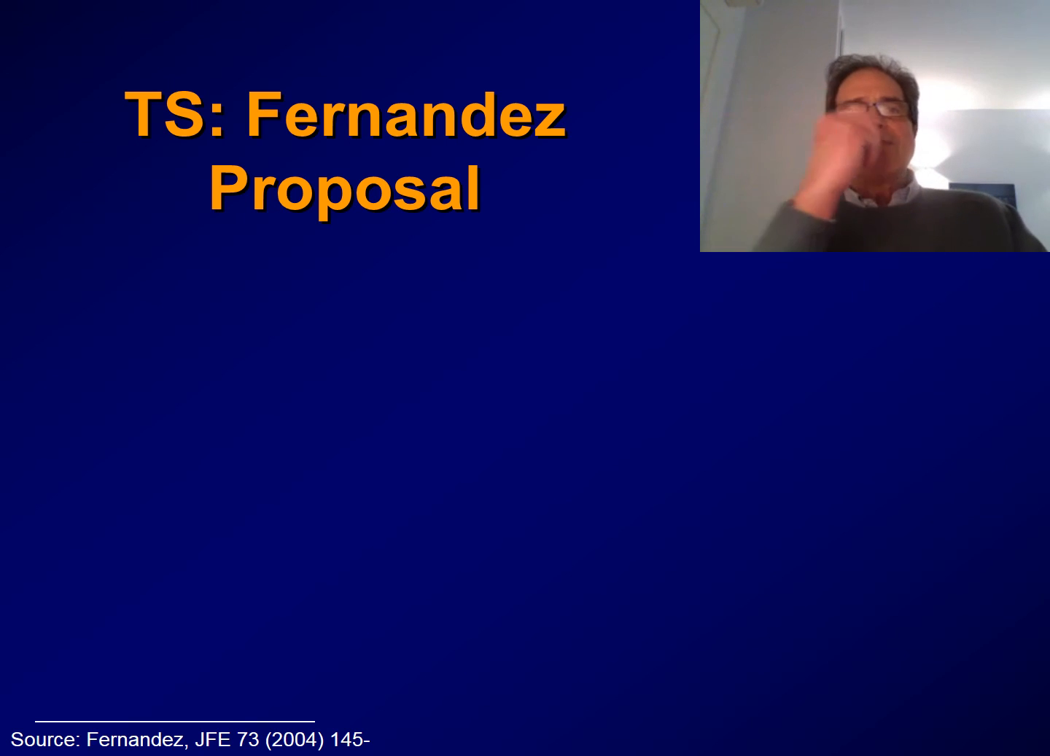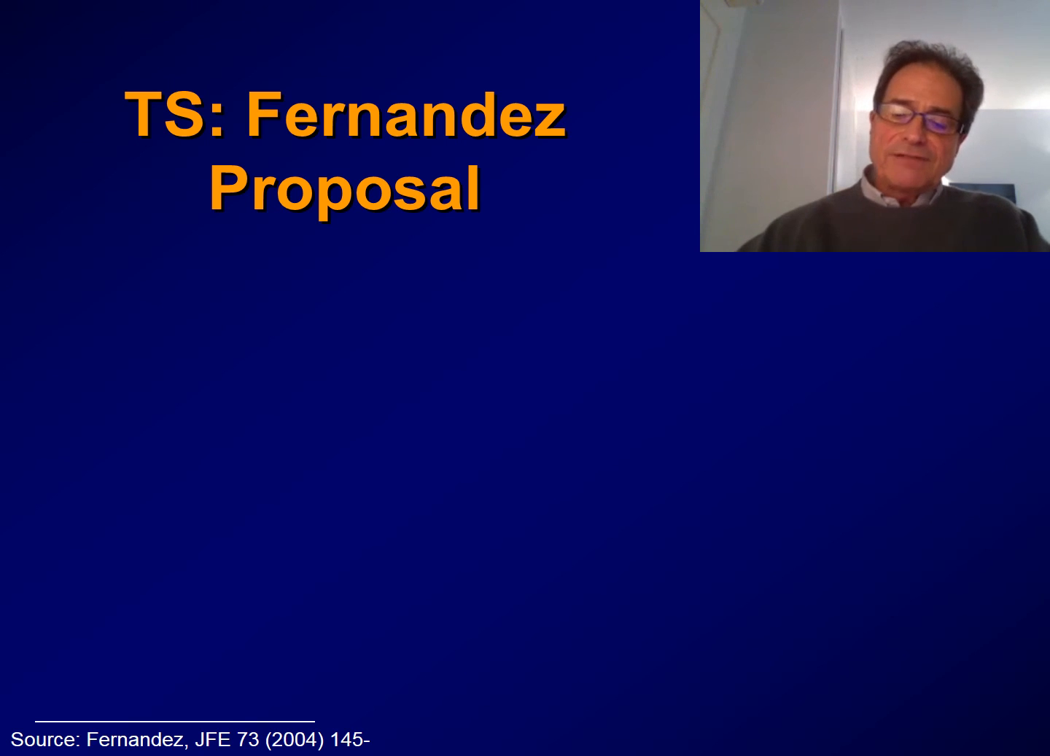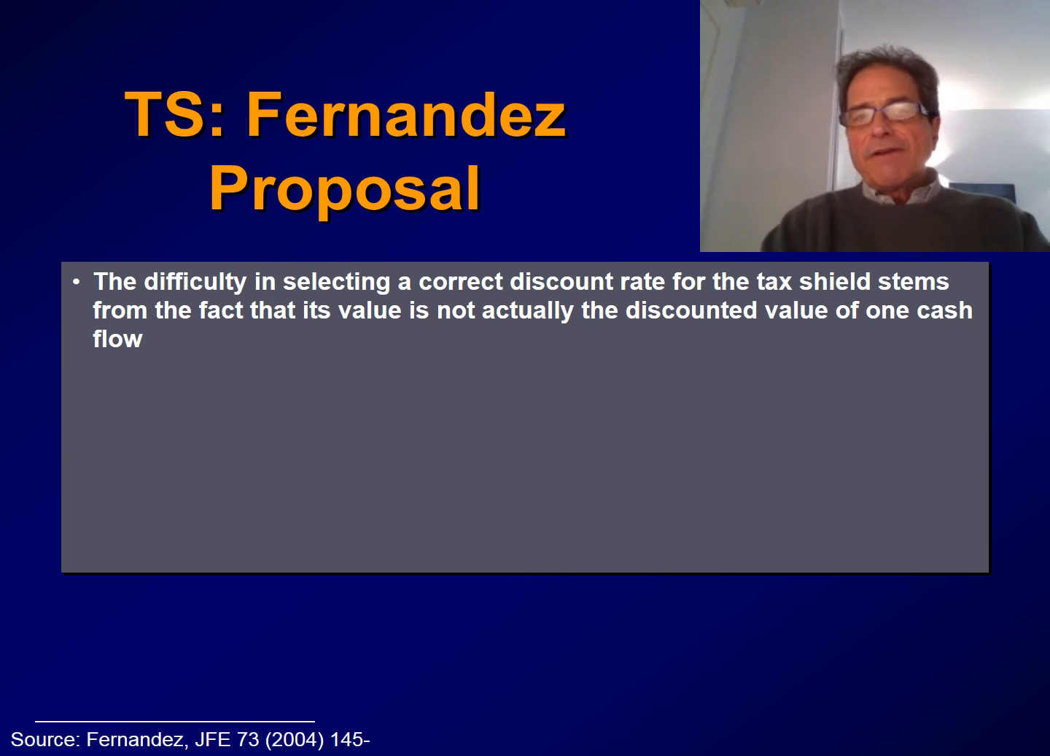Fortunately, we have the proposal by Professor Fernandez from IESE, which I believe solves this problem of the lack of definition of the discount rate. Fernandez says that the difficulty in selecting a correct discount rate for the tax shield comes from the fact that the value of the tax shield is actually not the discounted present value of one cash flow. What Fernandez says is that actually the tax shield comes from the difference of two cash flows.